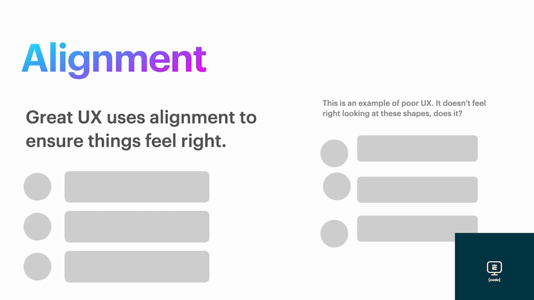Cool. So alignment is really important as well. Great UX uses alignment to ensure things feel right. So as you can see here on my left, everything looks nice and organized and aligned, whereas on the right, it doesn't feel right looking at these shapes because they're completely misaligned. So if you remember, throughout our design, we use alignment tools a lot, as I mentioned before, because this is really important in UX design.